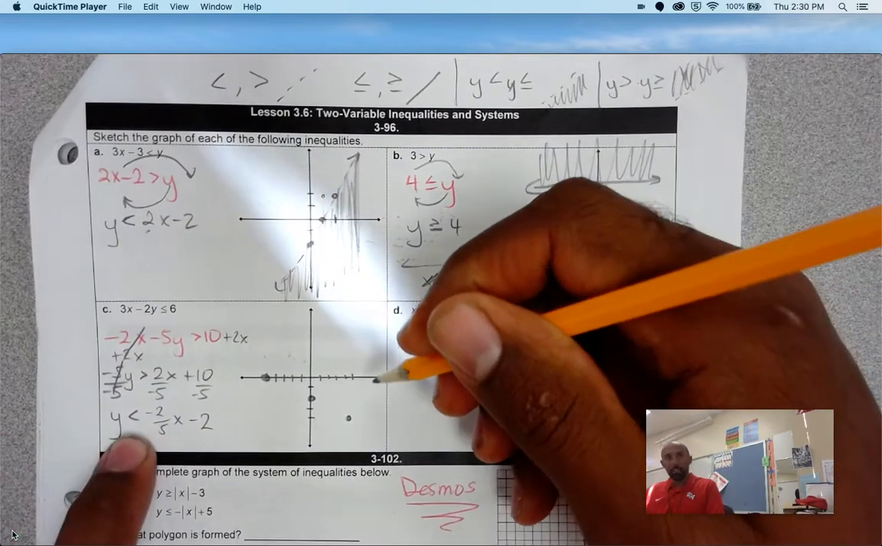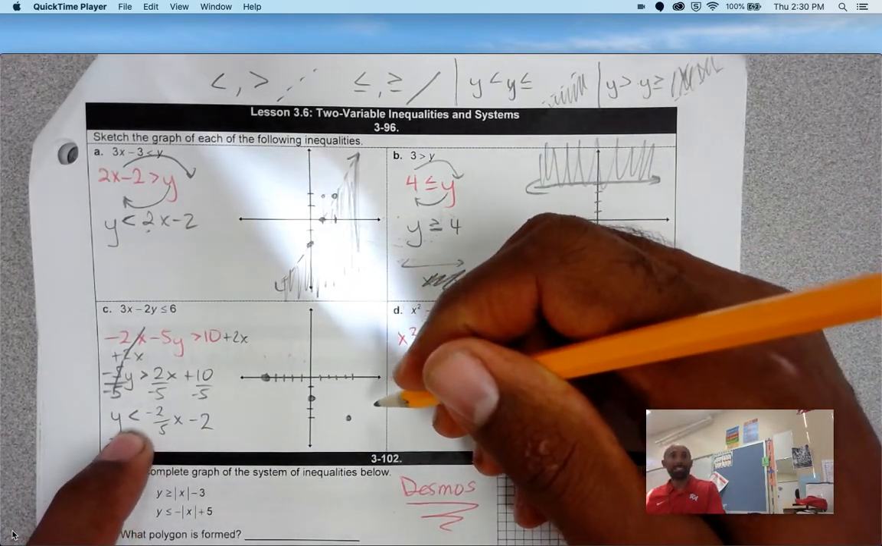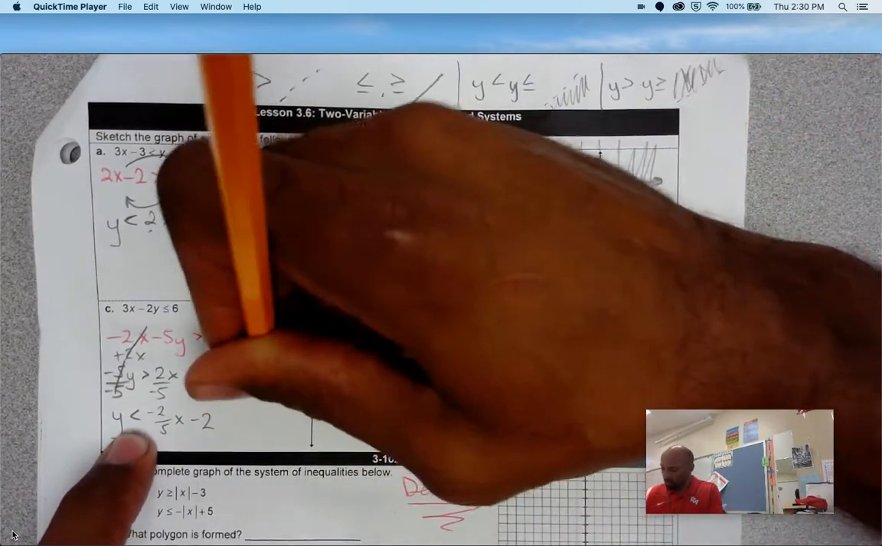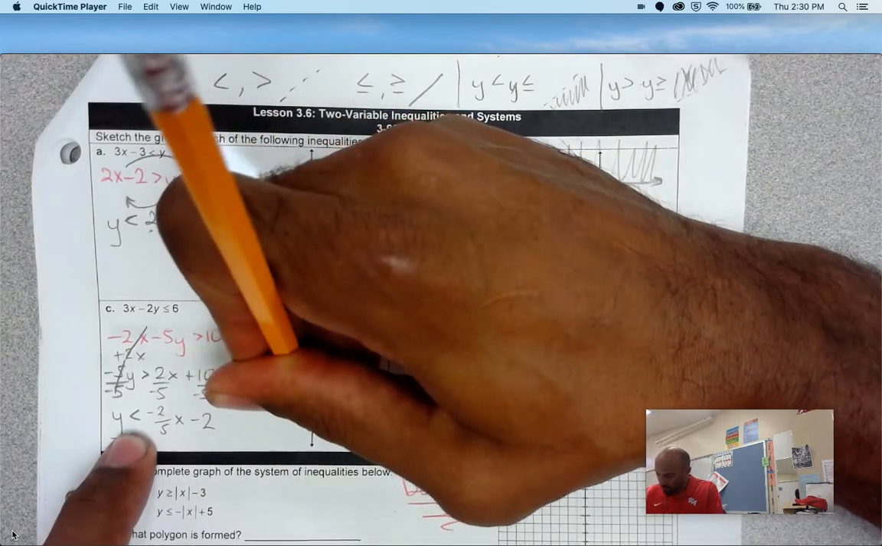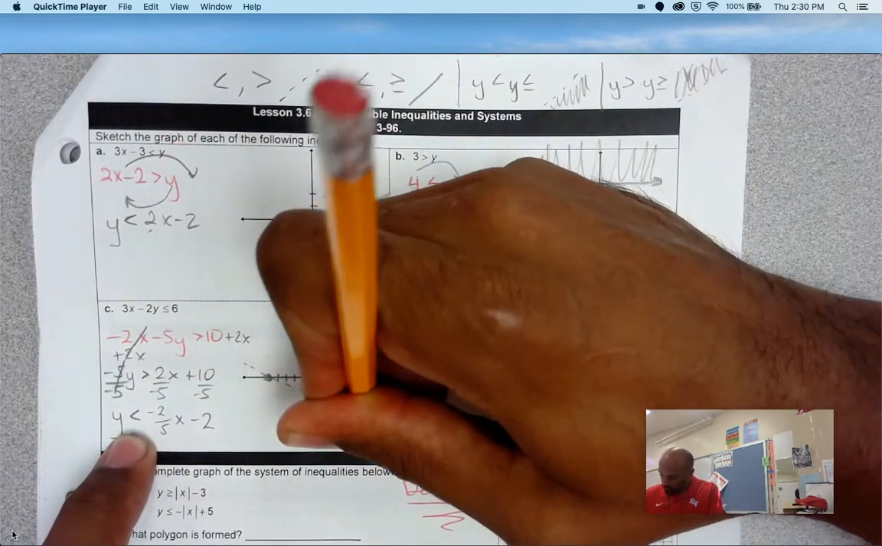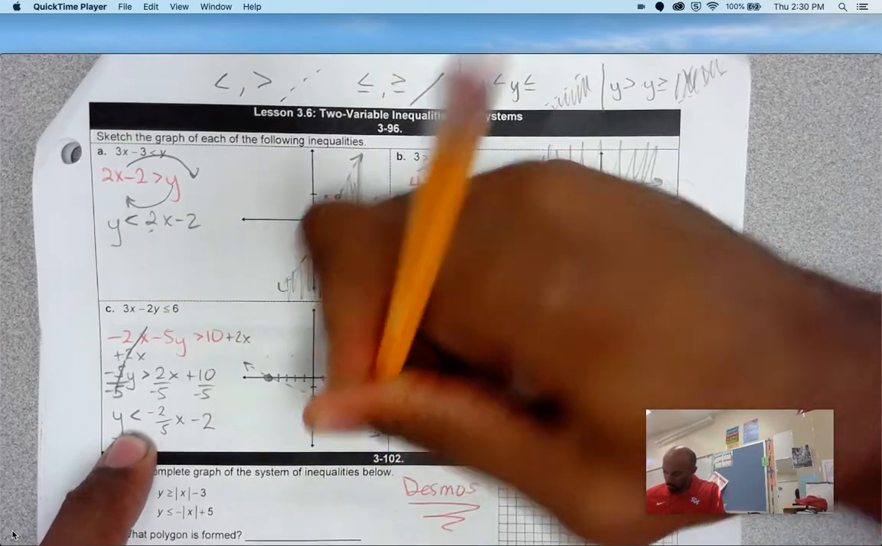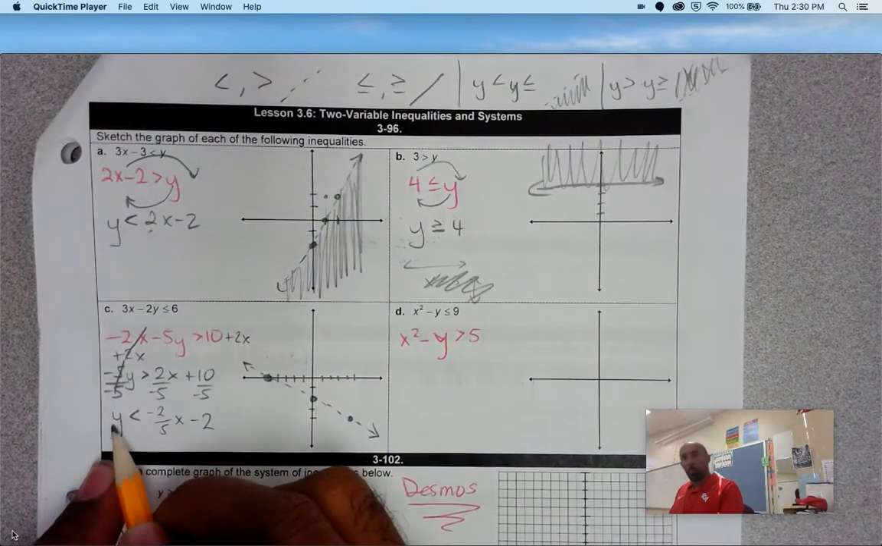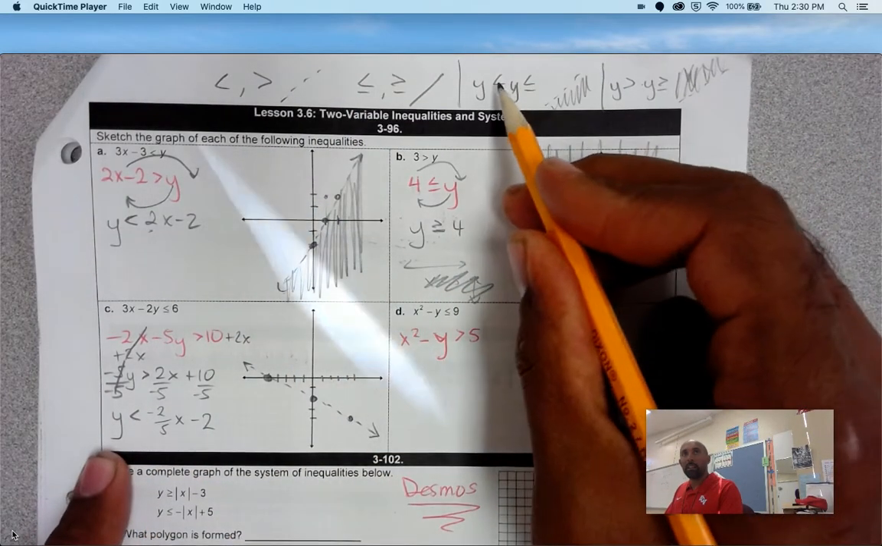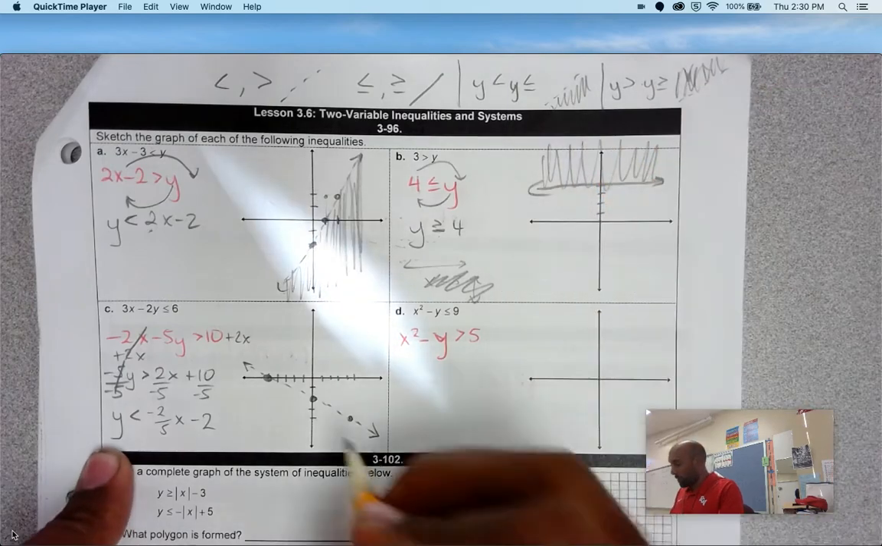Now again, pay attention to the sign. Here in this case, it's just less than. There's no equal sign, so a dashed line this time. Then I look and see y is less, so we shade under the line, or below it.